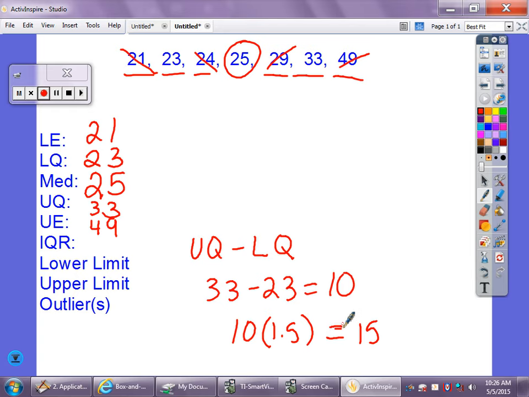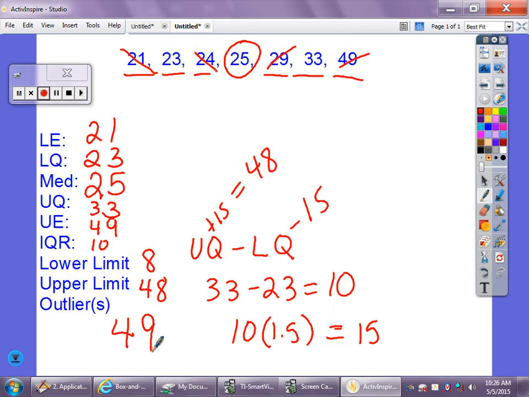Okay, so I'm going to add 15 to 33, and I get 48. So that's my upper limit. I'm going to subtract 15 from 23, which makes that 8. So my numbers need to be between 8 and 48. Looking at the list, are there any numbers that don't fit between 8 and 48? There is one, 49. So it is my outlier, which is going to change how I make my box and whisker.